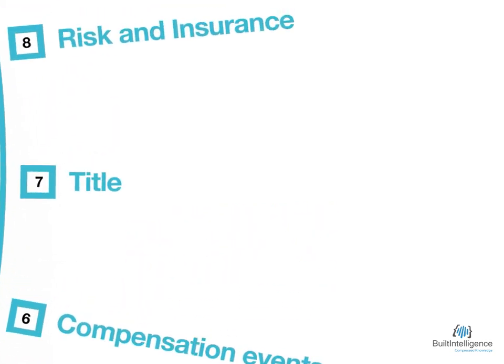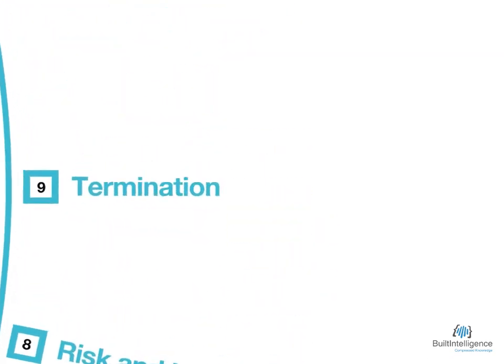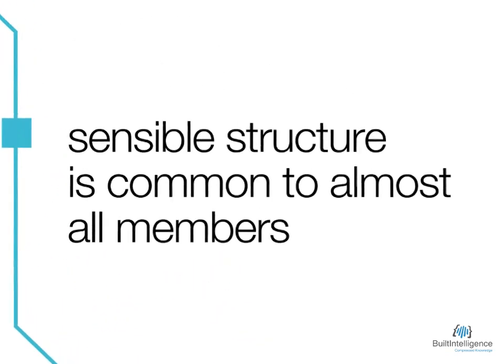Sections 7, 8, and 9 are in practice rarely used, as it typically means, in the case of title, that a party in the supply chain has become insolvent, an insurance event has occurred, or that one of the parties is terminating the contract. As previously stated, with a couple of exceptions, this sensible structure is common to almost all members of the NEC3 family.